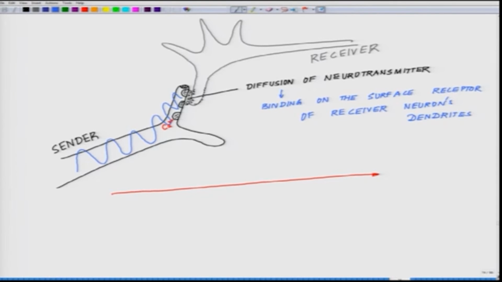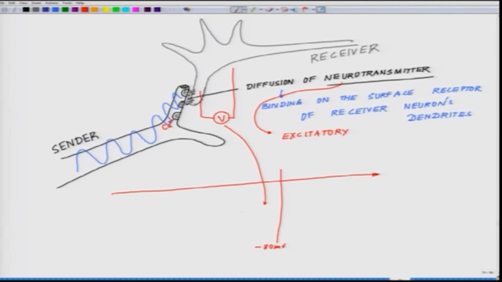Now, say for example, if this neurotransmitter is excitatory, then what will happen? This cell, which otherwise is sitting, so if I keep a voltmeter with respect to this cell, what will happen? This cell is originally sitting at, the reading will tell you minus 80 millivolt, okay, or minus 70 millivolt, wherever.